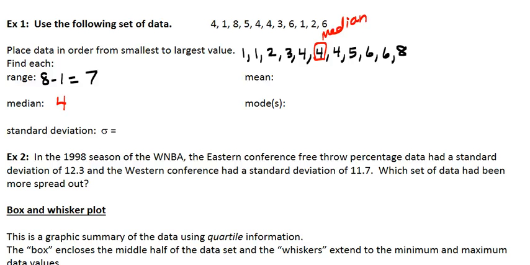I am so nice, I added them up for us earlier. These all add up to be 44. And then I already said there's 11 values total, so divide by 11, my mean is 4.